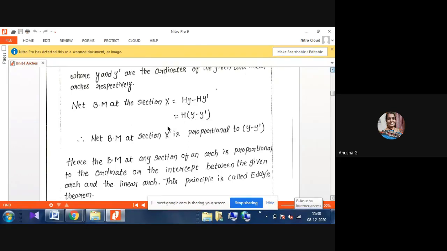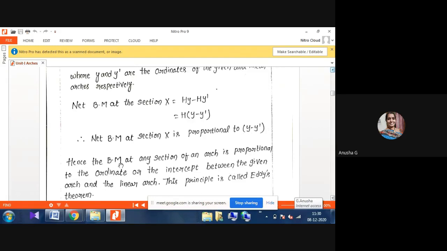Here, the bending moment at any section of the arch is proportional to the ordinate or intercept between the given arch and the linear arch. That is, the intercept between the given arch, which will be Y, and the linear arch, which will be Y dash. The intercept of these two, Y and Y dash, and this principle is called Eddy's theorem.